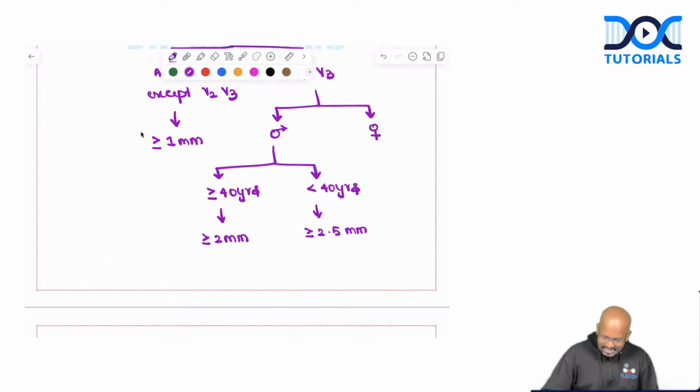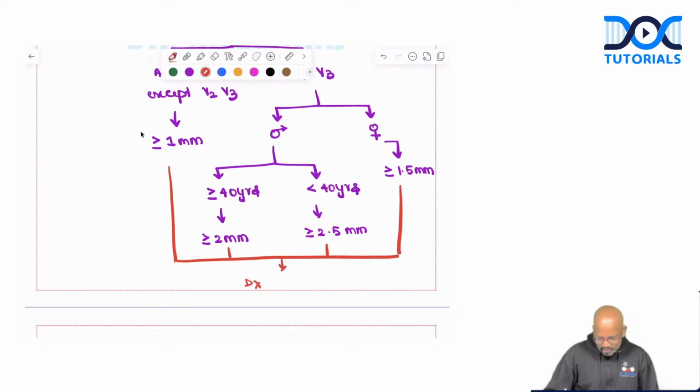And if the patient is a female patient, irrespective of the age, be it younger or elderly, more than or equal to just 1.5 millimeter of rise in the ST segment levels, we can diagnose the patient as STEMI, guys. These are the basic criteria of how we diagnose ST segment elevated myocardial infarction.